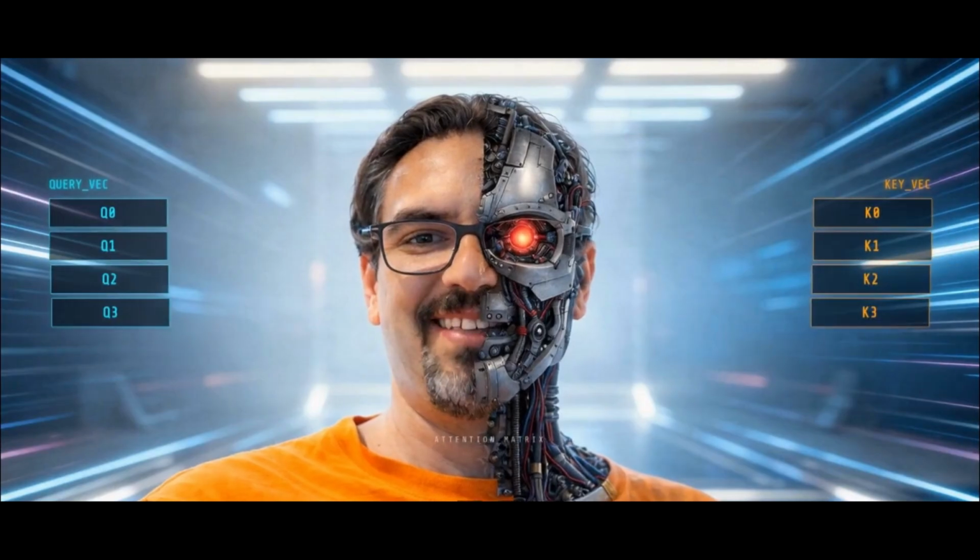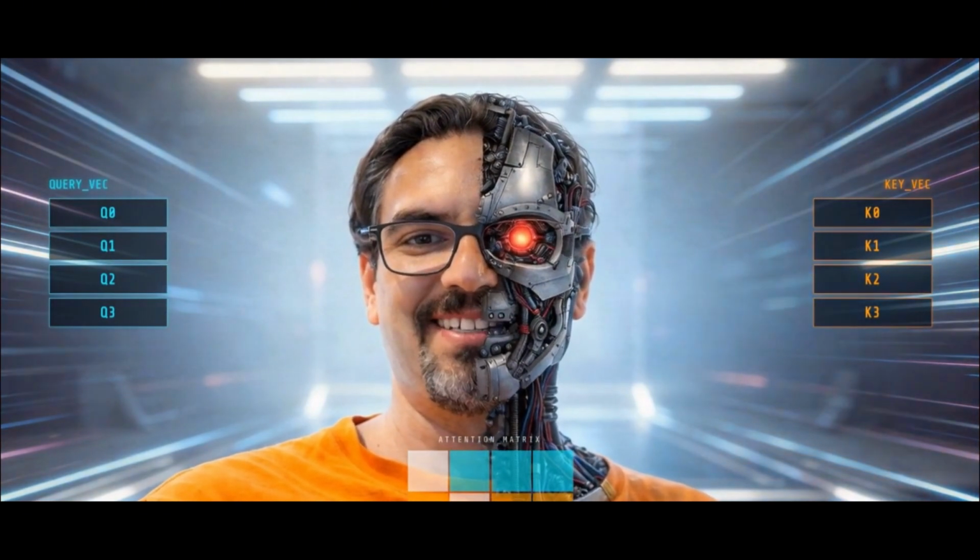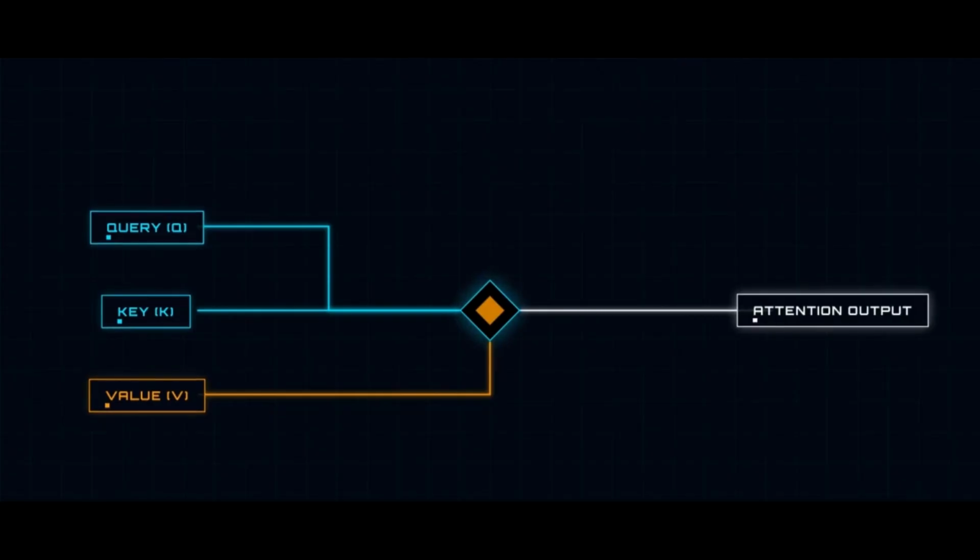So far, we have seen that the attention matrix is constructed from the interaction between the query and key representations. However, this naturally raises an important question. What is the role of the value vectors? In the next step, we will examine how the attention mechanism uses all 3 components, query, key, and value, to compute the final attention output. Are you ready? Let's go.